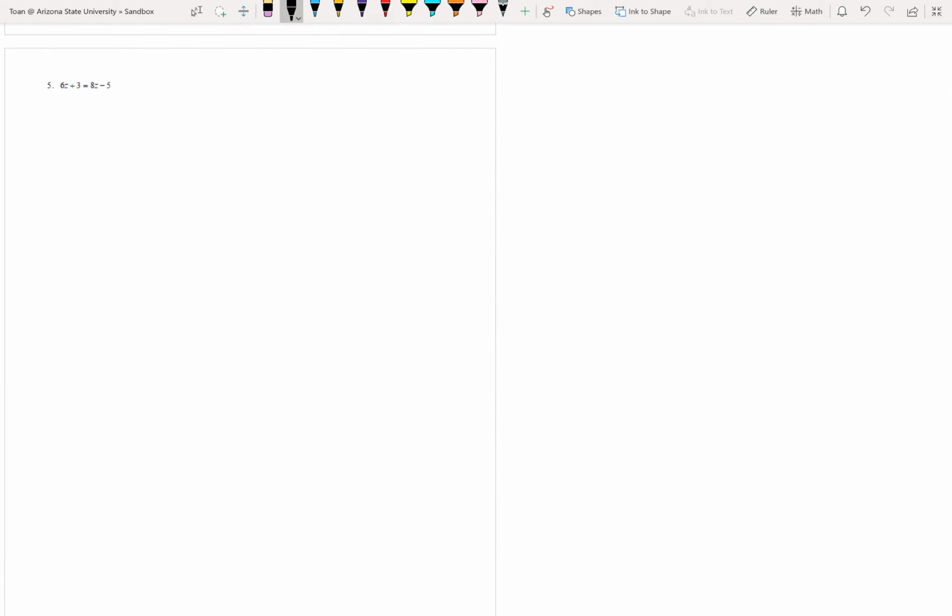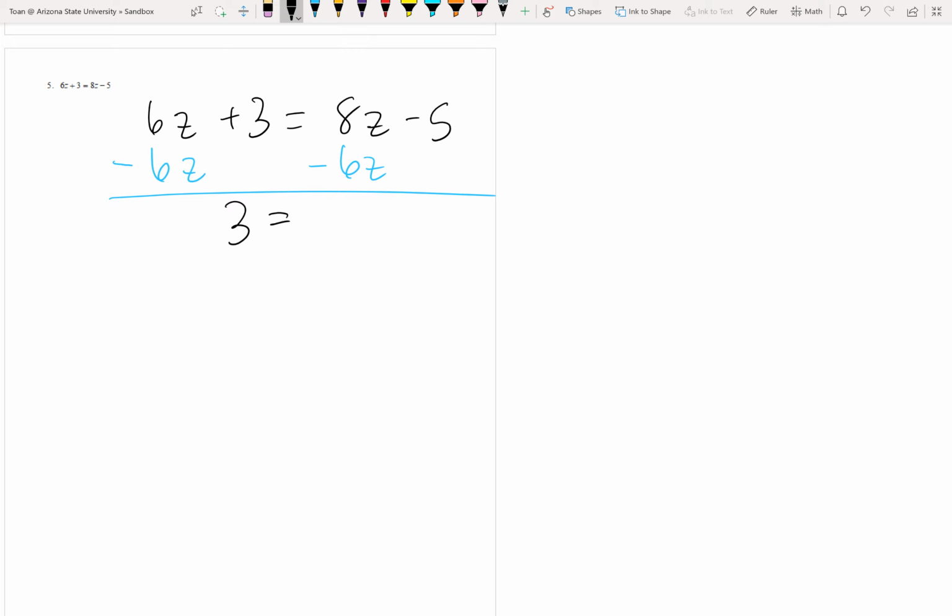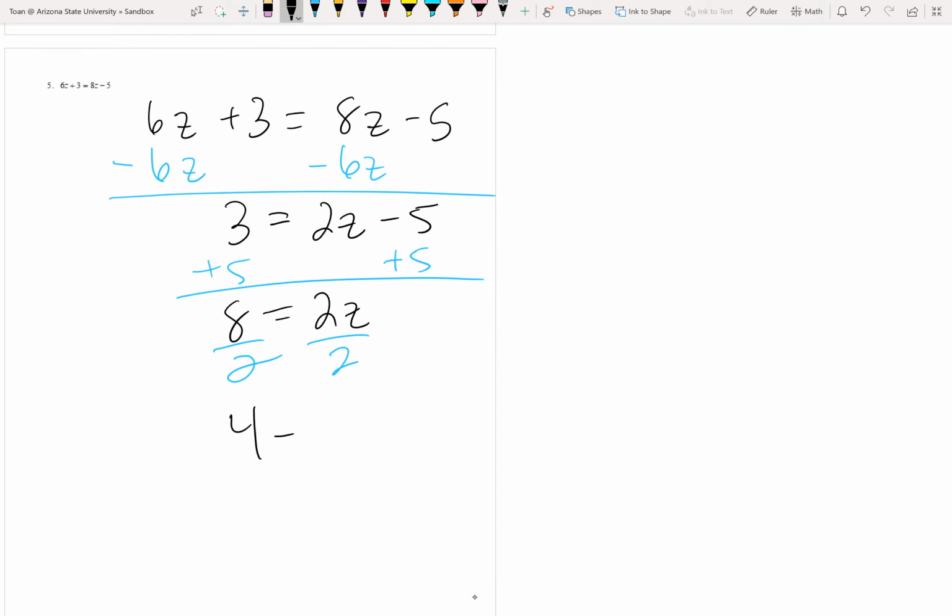Number 5 was just more practice of the same thing, so it's just like questions 1, 2, 3, and 4. So this is an example of an equation with variables on both sides, and again, we've already addressed it. The technique is to get the variables on one side and the regular numbers on the other. So in this case, I'm going to subtract 6z from both sides. That's not the only option you can do, but I like to keep the variable positive. So that's 3 equals 2z minus 5. And then we'll go ahead and add 5 to both sides. So you get 8 equals 2z, and then divide by 2, you get 4 equals z.